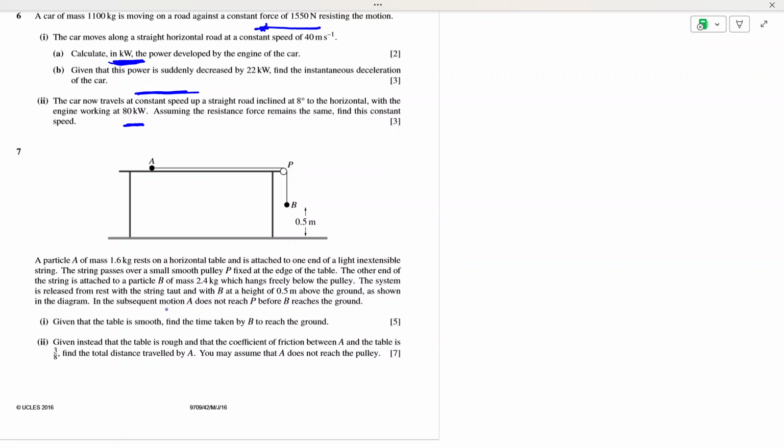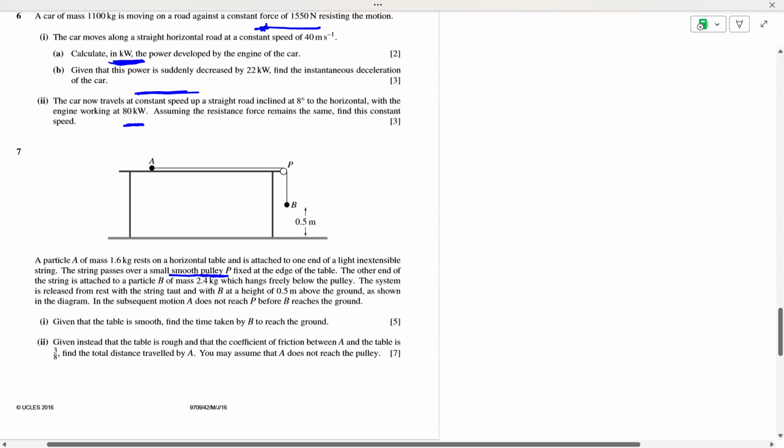In the subsequent motion, A does not reach P before B reaches the ground. So that means B reaches the ground before A reaches the pulley P, right? And then part 1 says, given that the table is smooth, which means it has no friction. And we also know that the pulley has no friction because here it says smooth pulley, right? Given that the table is smooth, find the time taken by B to reach the ground. Okay.